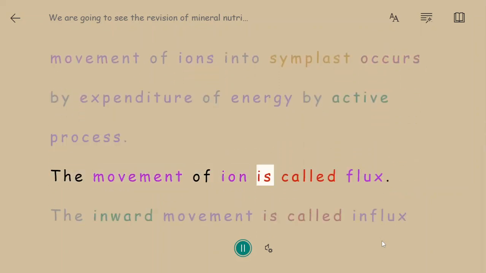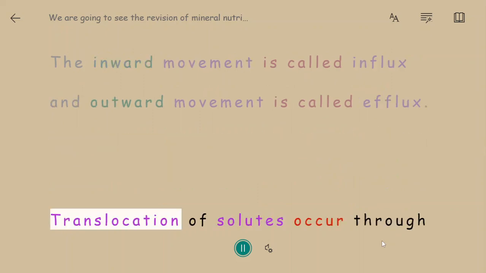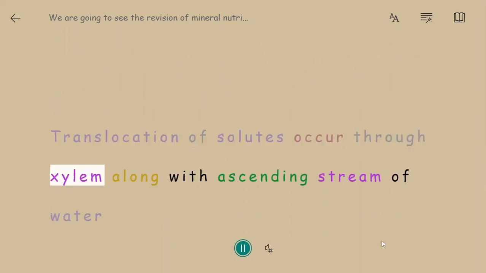The movement of ions is called flux. The inward movement is called influx and outward movement is called efflux. Translocation of solutes occurs through xylem along with the ascending stream of water.